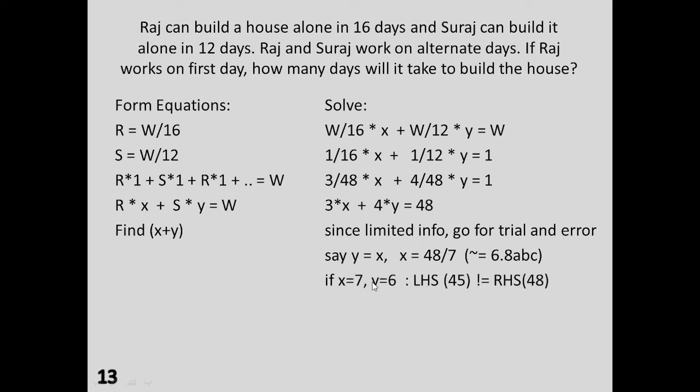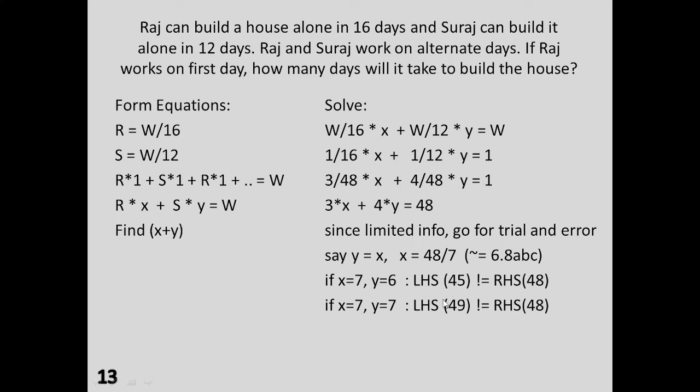If we put x is equal to 7 and y is equal to 6 in this, 3 into 7, which is 21, plus 4 into 6, 24. 21 plus 24 is 45. Now that value is less than 48. So if x is equal to 7, that means Raj has worked for 7 days. Now Suraj has worked for 6 days. The next day, Suraj has to work. That means y is equal to 7. If you put x is equal to 7 and y is equal to 7 in this equation, we will get value 49, which is more than the RHS, which is 48.